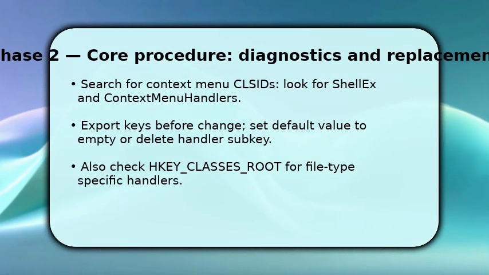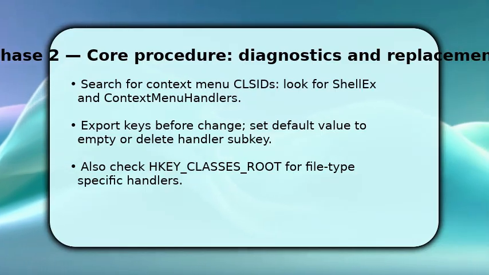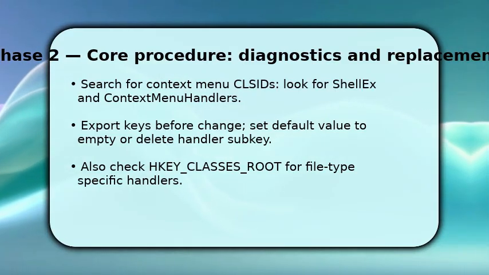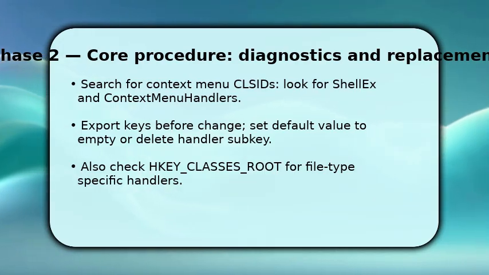Now you scan CLSID branches and look under ShellEx and ContextMenuHandlers for entries that add items to the right-click menu. Once you find a suspect, export that specific key. This is your safety net. Then either clear its default value or delete the handler subkey to disable the item.